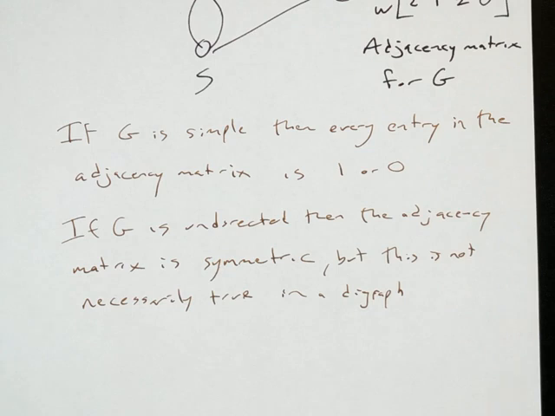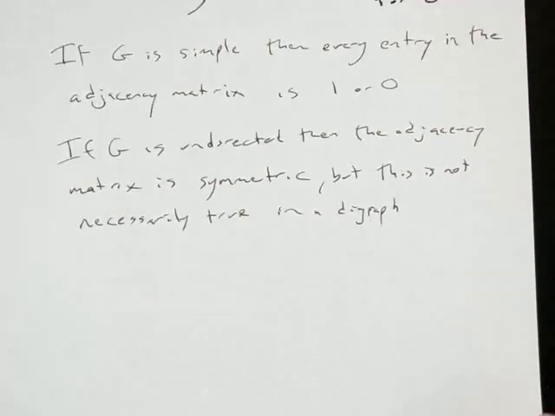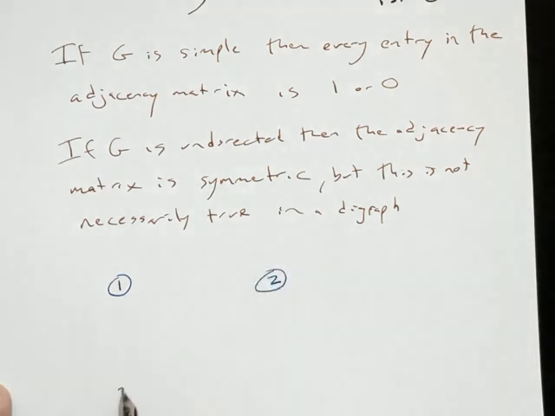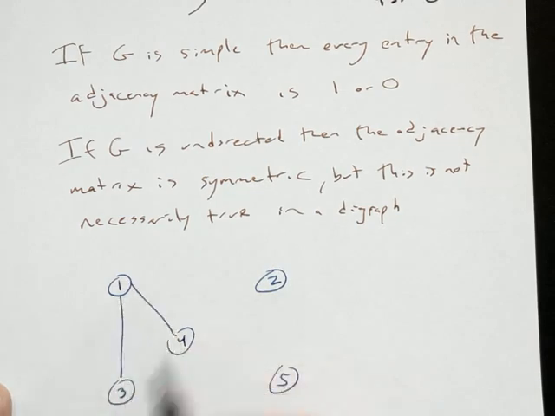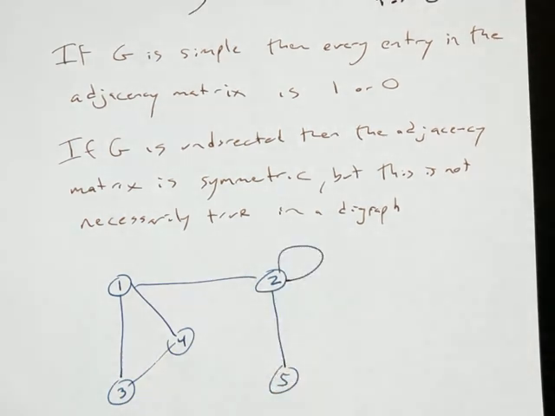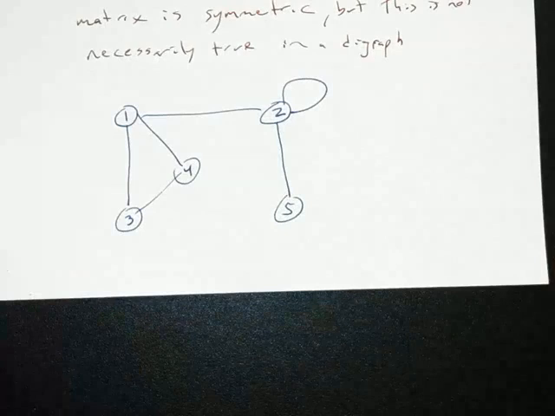If my vertices are already numbered, then it makes sense to me to put the rows and columns in numerical order. What's the adjacency matrix for this graph? And I promise I didn't pull this out of thin air. I just copied that out of the book.